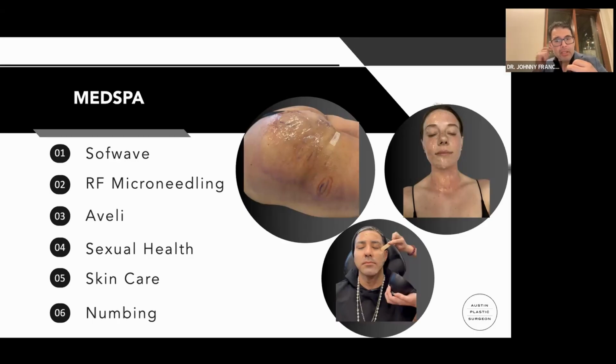Most of the carboxy gel that we do in our med spa wellness tends to be in combination treatments. We do it in combination with any of our skin tightening treatments, whether it's Soft Wave, RF microneedling, Ovulate. We talked a little bit about the sexual health, the skincare, numbing. So I think there are so many ways to integrate this again.